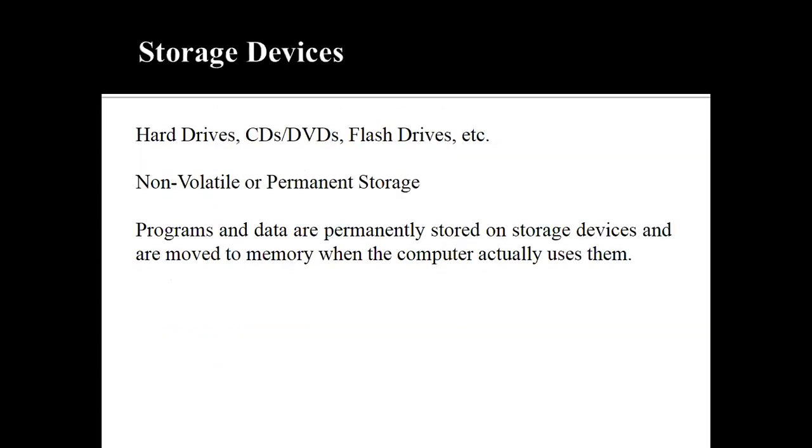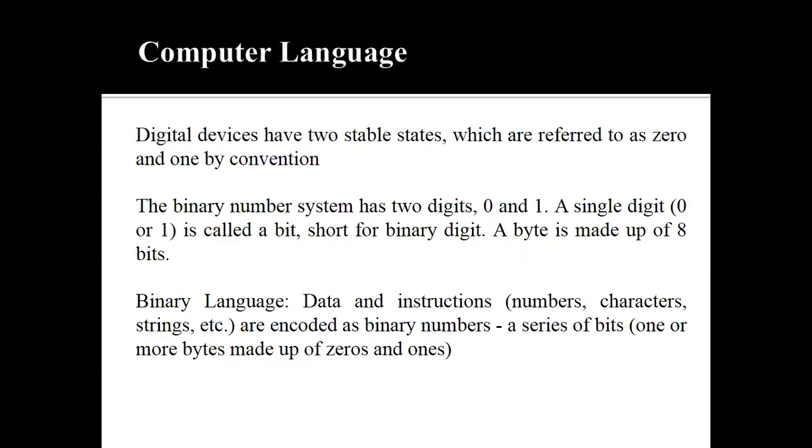Hard drives, CD drives, and many other drives are available for specific types of storage, and these are permanent storage. Sometimes they are non-volatile types of storage. Programs and data are permanently stored on storage devices and are moved to memory when the computer actually uses them. Computer languages, as we already discussed in our previous lecture, are specific sets of instructions we use for specific tasks.